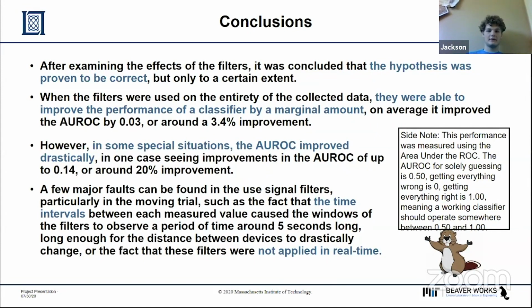However, a few major faults can be found in using these filters, especially if they were to be applied in real-time application. These use windows, which means that they collect data from a certain subset of RSSI values, and that means that they follow a certain time period as well. Within this time period, the devices could have easily changed the distance between them, which would skew the values and make them less accurate. In addition, none of these filters were applied in real time as I would have liked. They were instead applied after collecting the data. This means that they weren't ready for practical application yet, though that could always be addressed later.